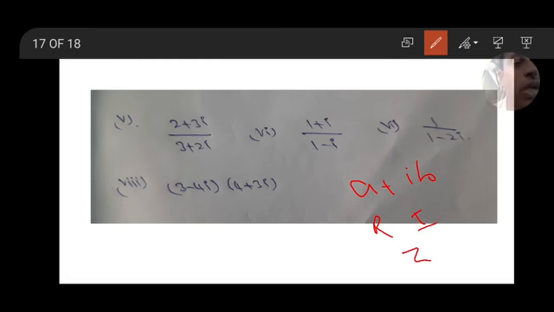Next, conjugate z bar. Next, modulus of complex numbers. The 4 types of problems are over.